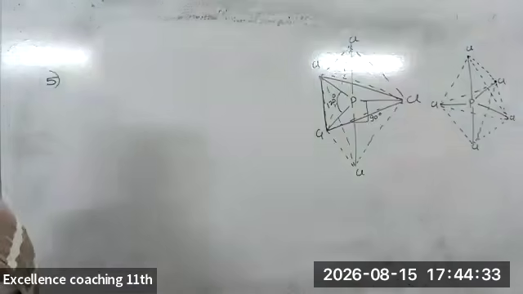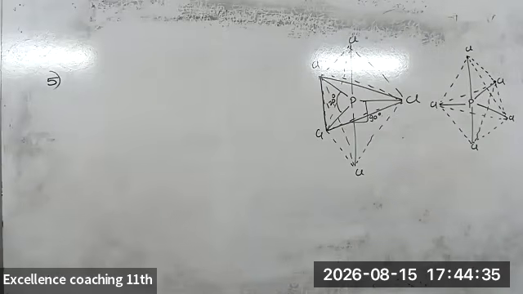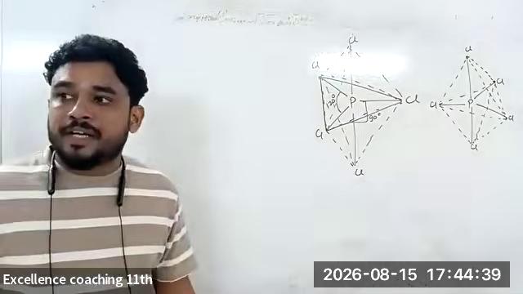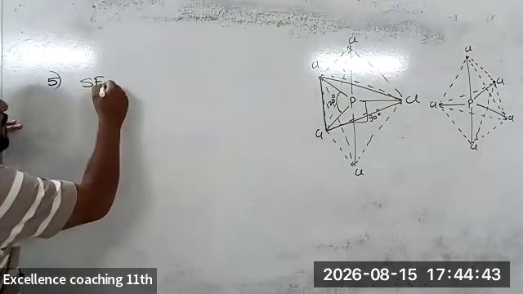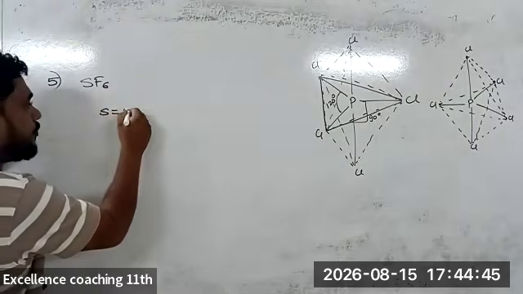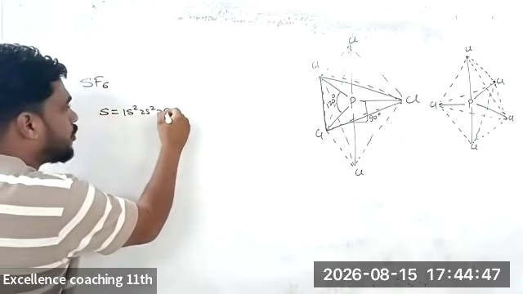For the fourth one, the lone pair was 0, bond pair was 5. The geometry is trigonal bipyramidal. The next one, SF6. Sulfur electronic configuration: 1s2, 2s2, 2p6.